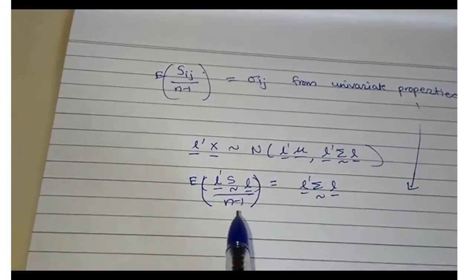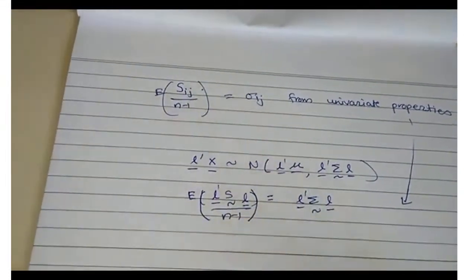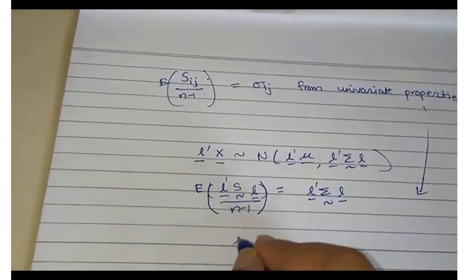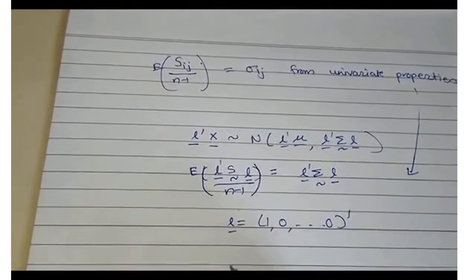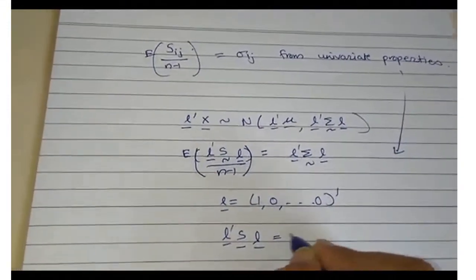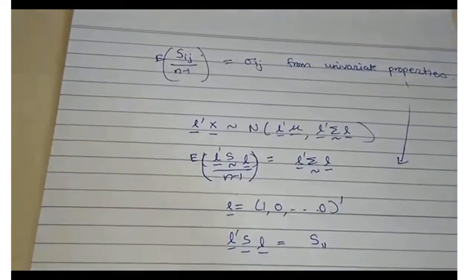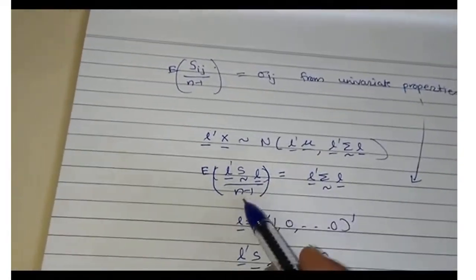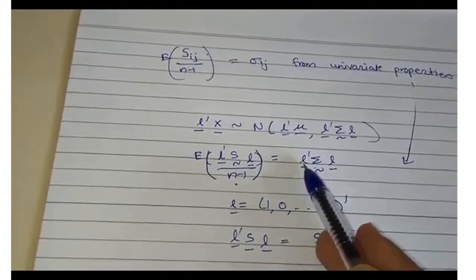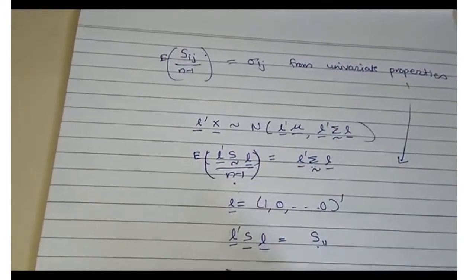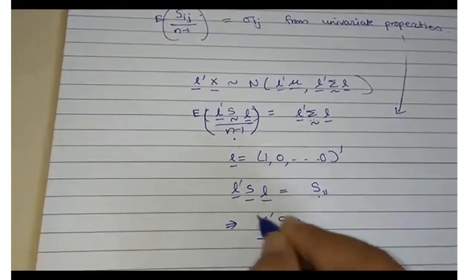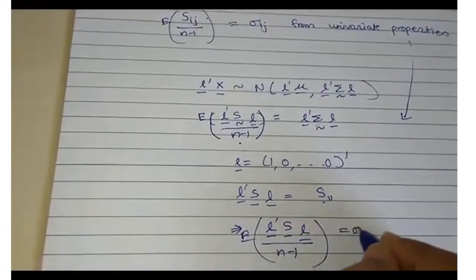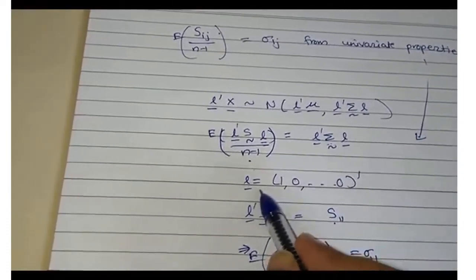Now using this, I can say that every component of S when divided by n minus 1 would give me the desired estimator, because if I put L equal to (1, 0, 0, ..., 0), then L prime SL is actually just S11. So I would have S11 upon n minus 1 as an unbiased estimator for sigma 11. So this would give me that the expectation of L prime SL upon n minus 1 is sigma 11. This comes by substituting this L.